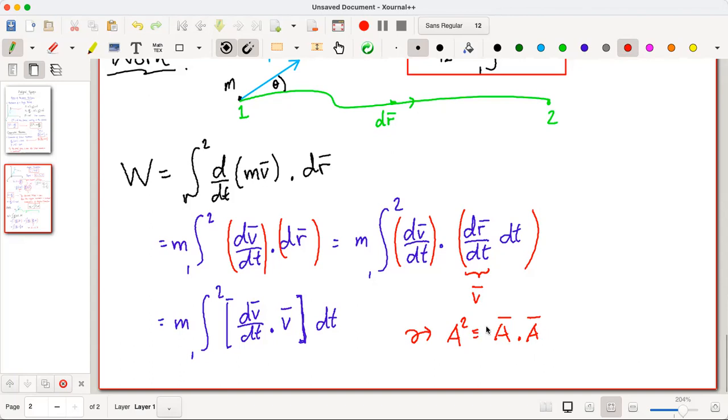Now what would happen if I take the derivative of A squared? That is the same as taking the derivative of A dot A. You will get 2 times A to the power 1 dot dA/dt, right?